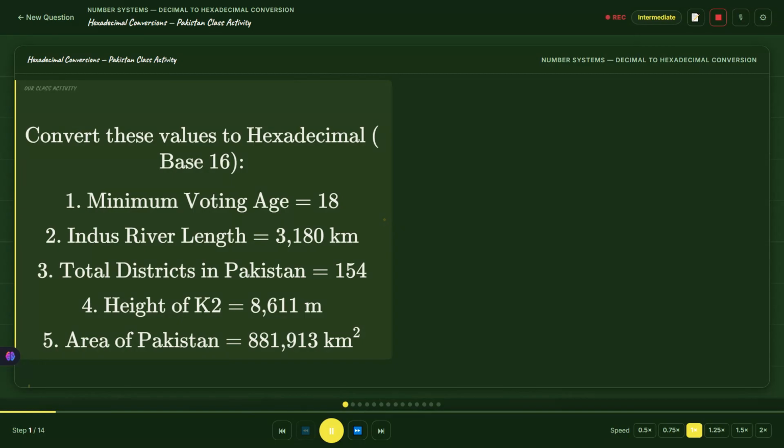Today we have a fun activity. We know some cool facts about Pakistan, and we are going to change each number from normal counting, base 10, into hexadecimal, base 16. Let's go.